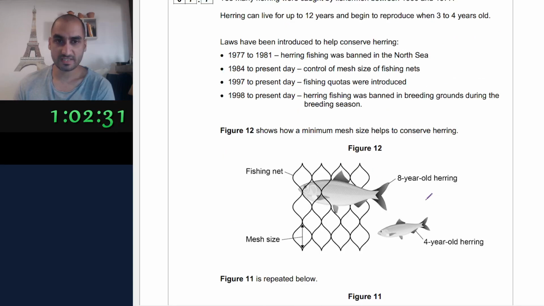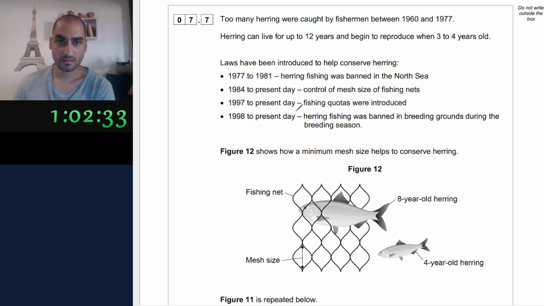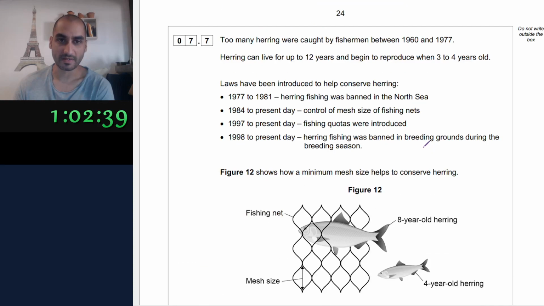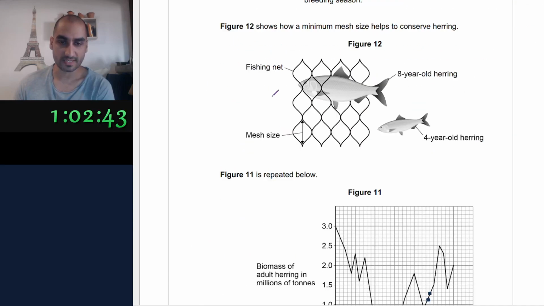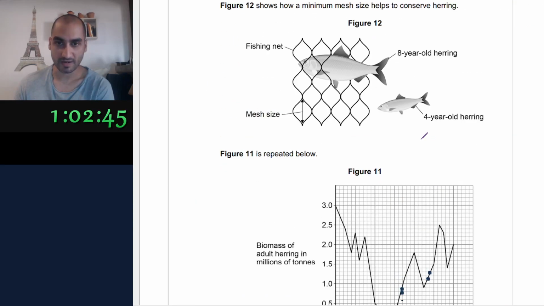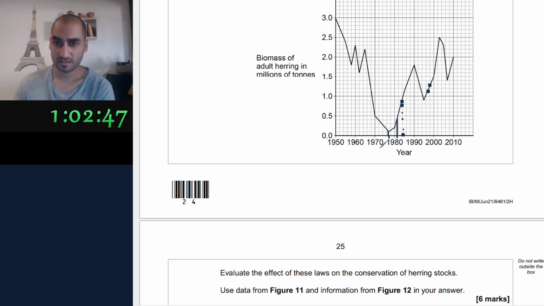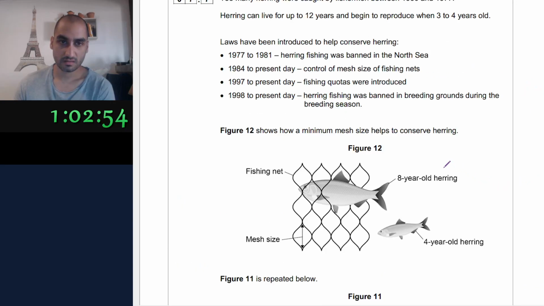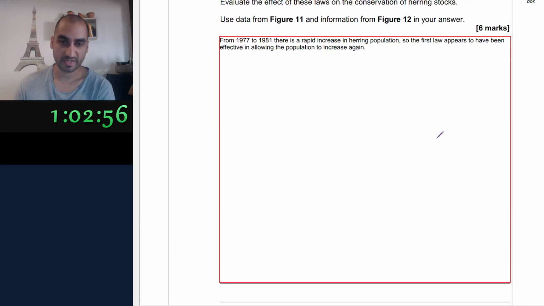What happened in 1995? Nothing. If I were being realistic here, I would say you can't tell anything from this data about what laws. Maybe 1977 to 1981 you can, because there's clearly an increase, but everything else, you can't actually draw any conclusions. I'll come back to this question.